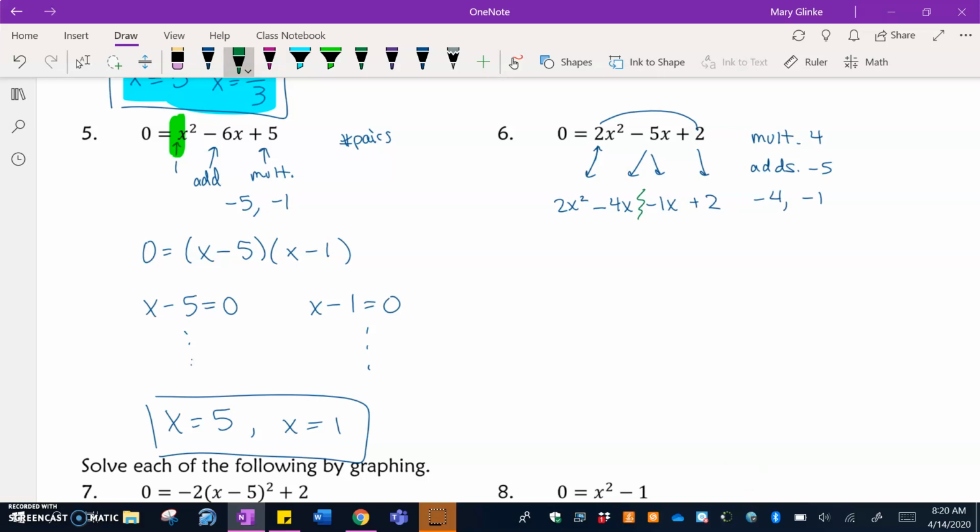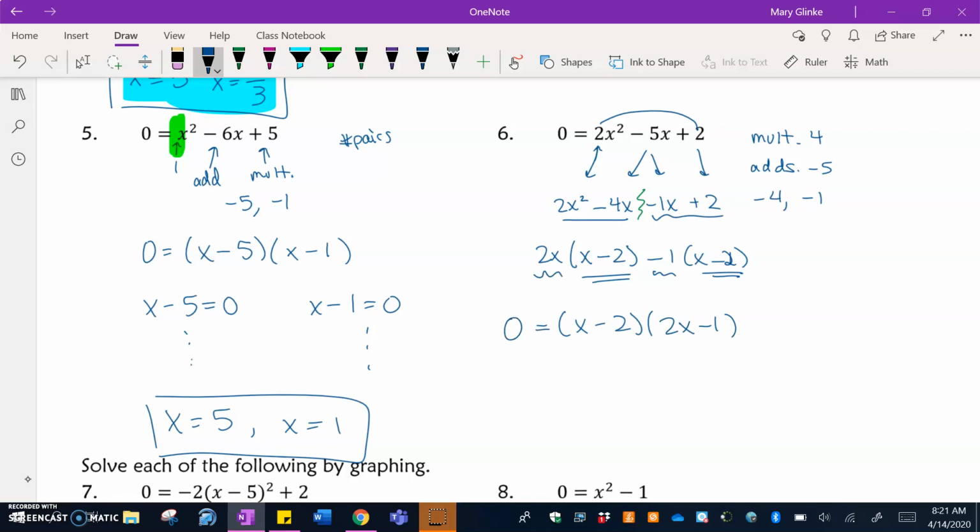I'm going to split this in half. The GCF of my first two terms is just a 2x. If I divide that out, I'm left with x minus 2. The GCF of the next two terms is a negative 1, and if I divide that out, I'm left with x minus 2. These two are the same, so I'm going to factor out x minus 2 as a GCF, and I would be left with 2x minus 1. So that is factored. I'm going to set each factor equal to 0 and solve, and I get x equals 2 and x equals positive 1/2.